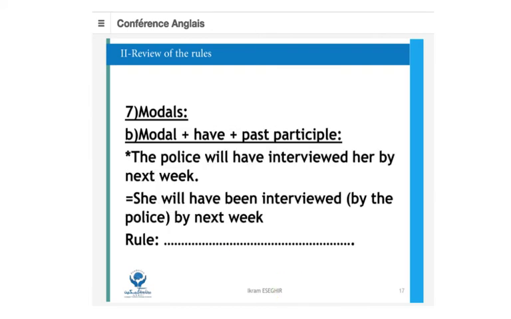Now, the second part of the modal is when you don't have modal plus verb infinitive, but you have modal plus have plus past participle. In this case, you are going to have a different rule. And what is this rule? You are going to keep the modal again, plus have plus been plus past participle. Okay? Now let's apply this rule.